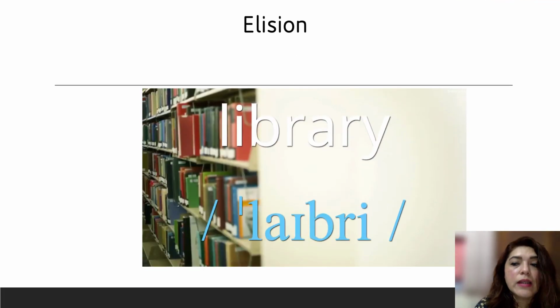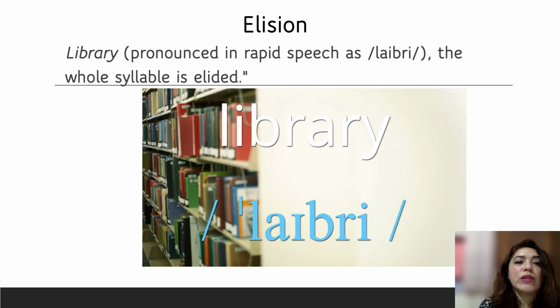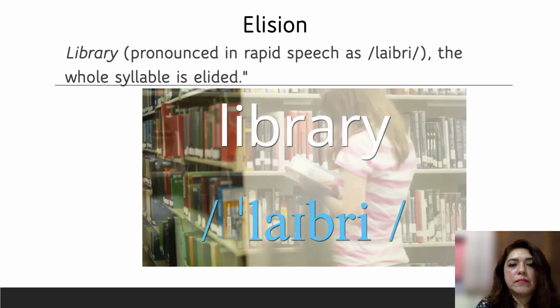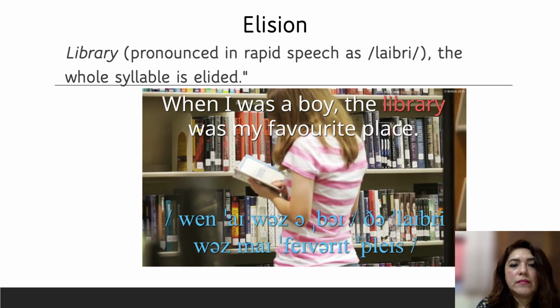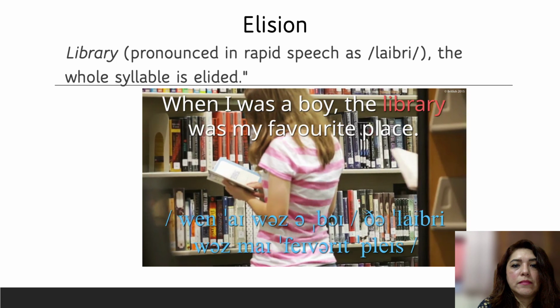Elision is the omission of a sound in speech. For example, the word library, pronounced in rapid speech as libry. The whole syllable is elided. When I was a boy, the library was my favorite place.